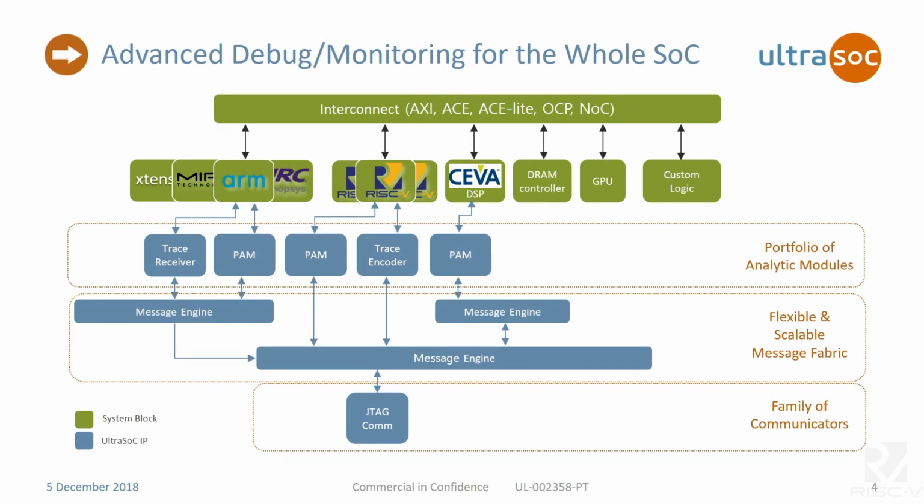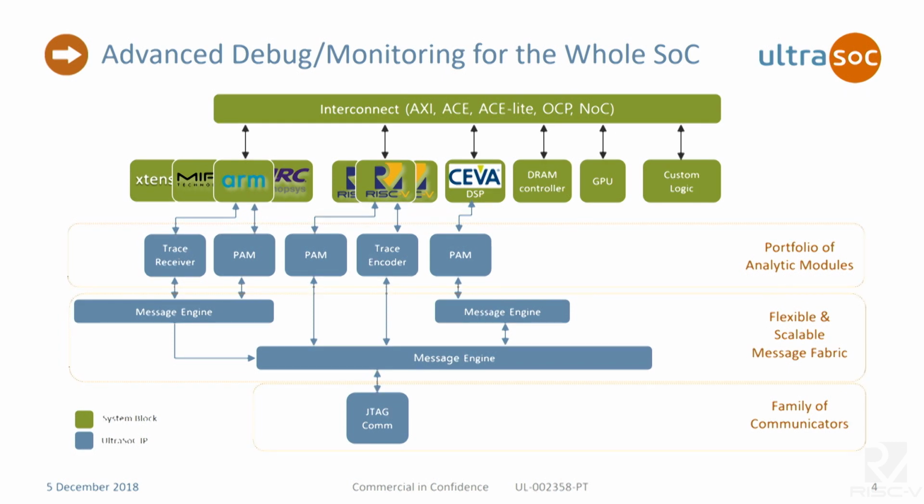So you need some route into the system, and then these various different cores will have different types of debug interface. So whatever processor-centric system you have for your debug, monitoring, and trace has to handle that interface.